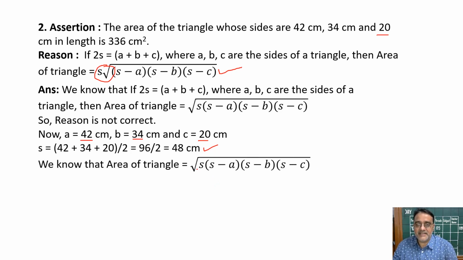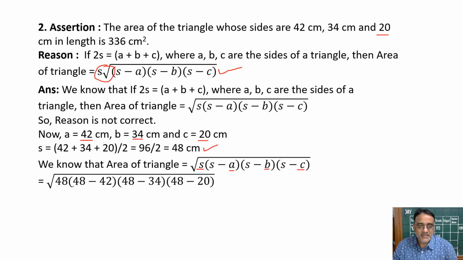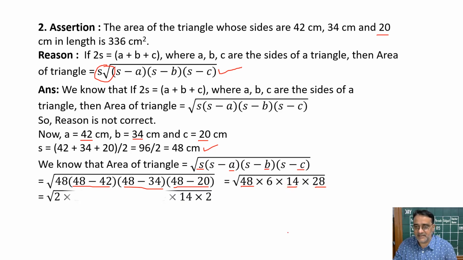Now we'll substitute s is equal to 48, a is equal to 42, b is equal to 34, and c is equal to 20. So 48 minus 42 is 6, 48 minus 34 is 14, and 48 minus 20 is 28. Right. Now 48 we will split into 8 into 6, because 6 is already there. So that is 2 into 2 into 2 into 6, and 14 we will keep as it is. 28 we can write as 14 into 2.